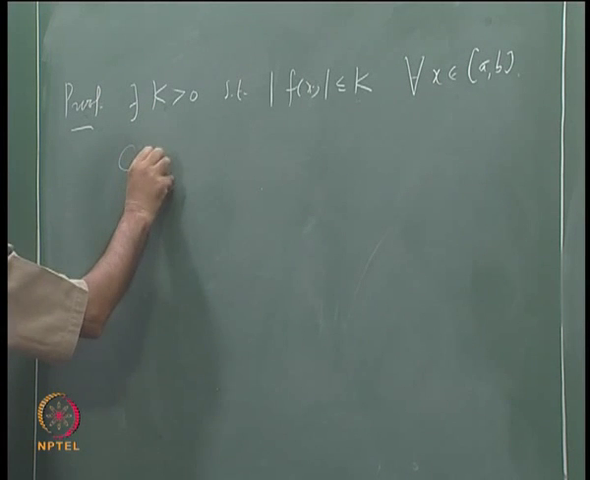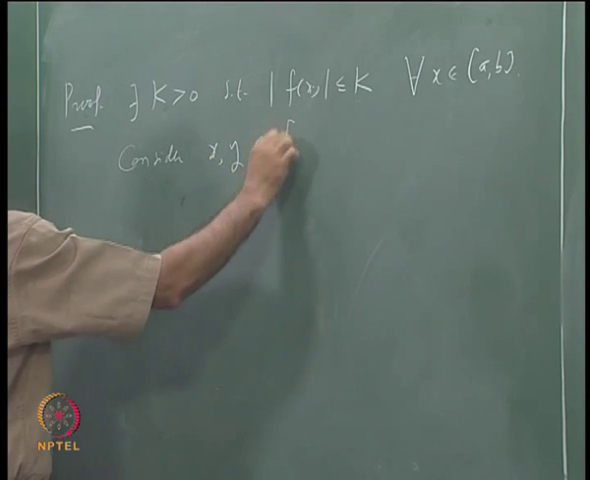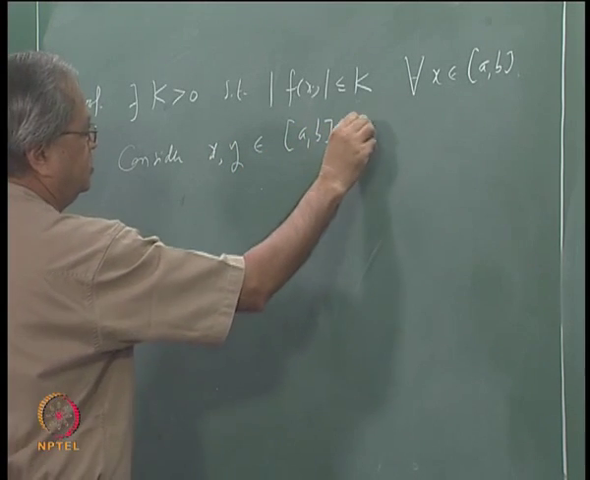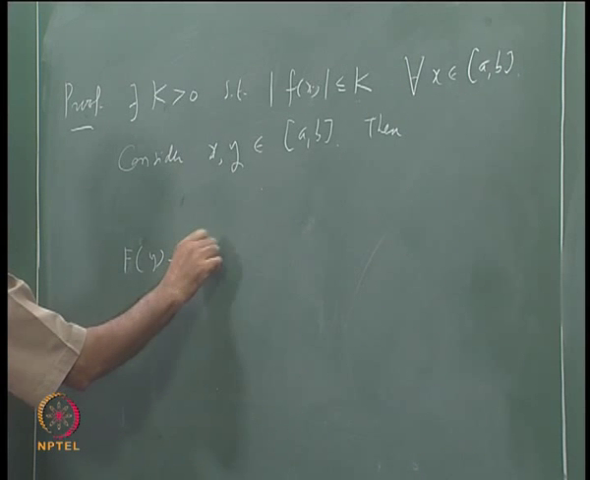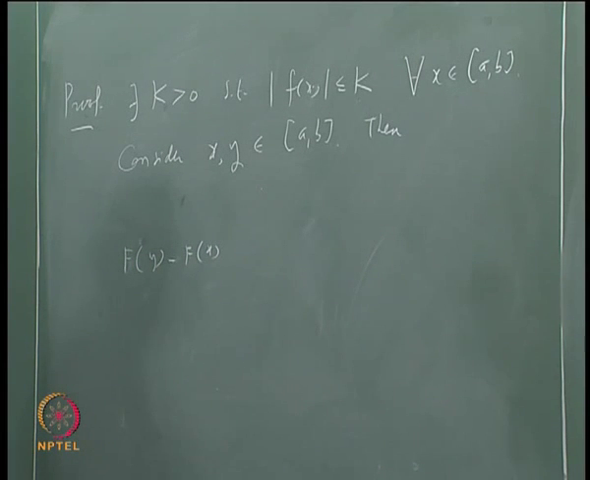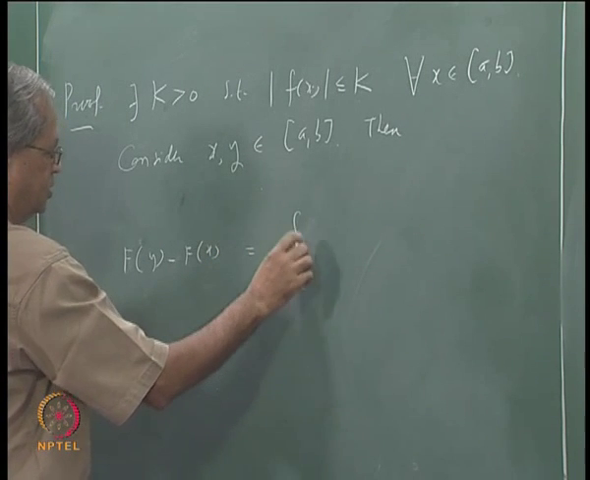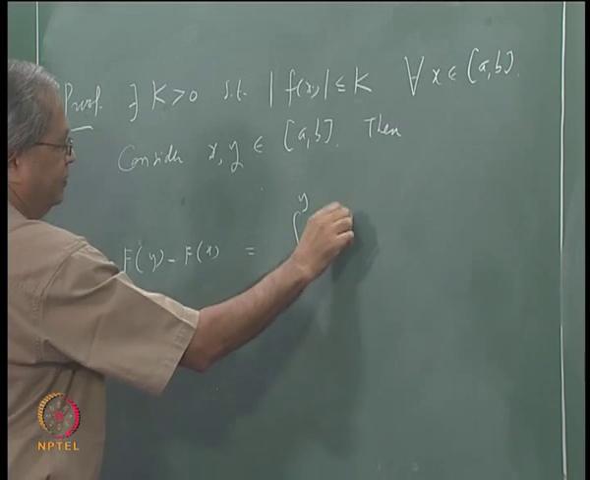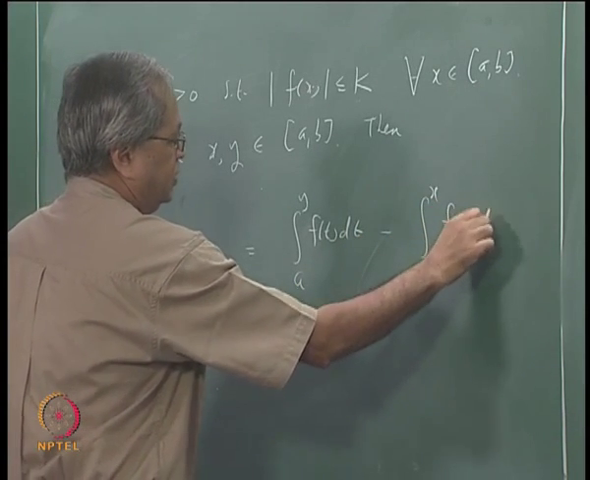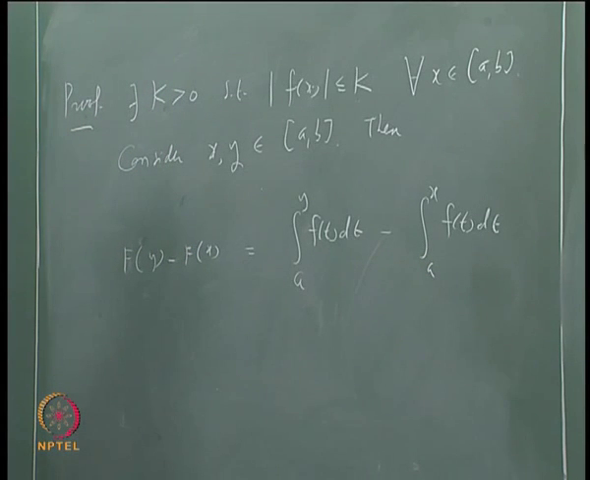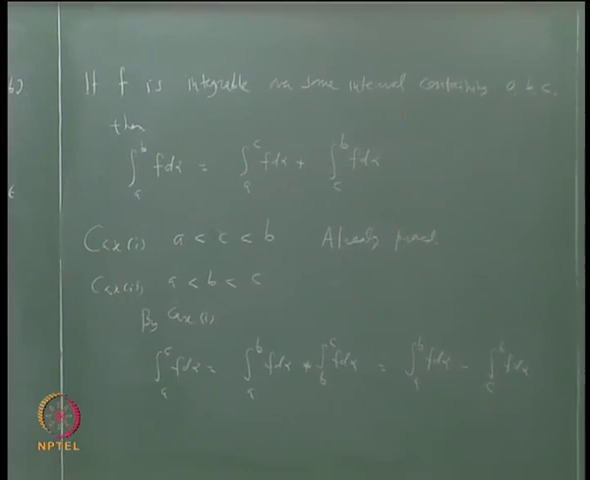Now consider any two points x, y in [a, b]. Let us first look at F(y) minus F(x). According to our definition, this is integral a to y f(t) dt minus integral a to x f(t) dt. We have just used the definition, because big F at any point x is integral a to x f(t) dt.